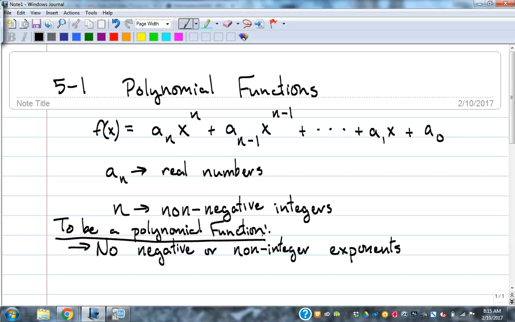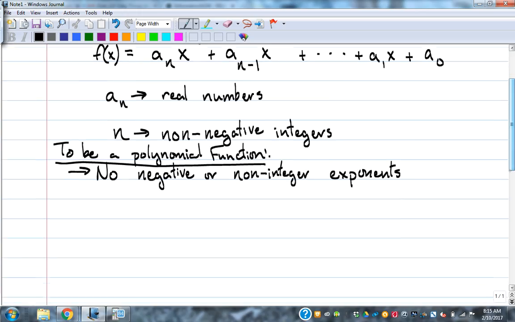the rules are that you have no negative or non-integer exponents. No negative exponents, no fraction exponents. So not an x to the 2/3 power, not a square root of x, because the square root of x is the 1/2 power. Not a cube root of x, because that's the 1/3 power. So it has to be positive integer exponents on our variables to be a polynomial function.